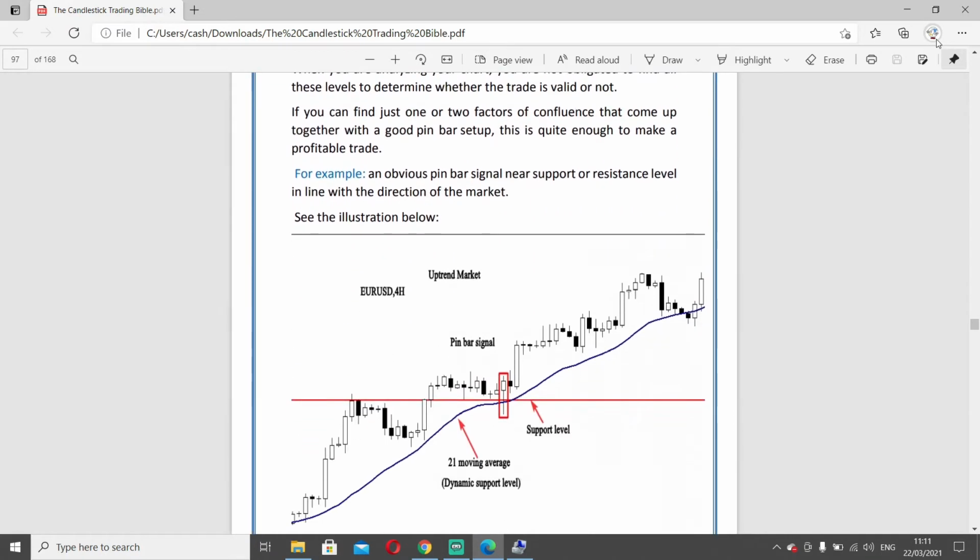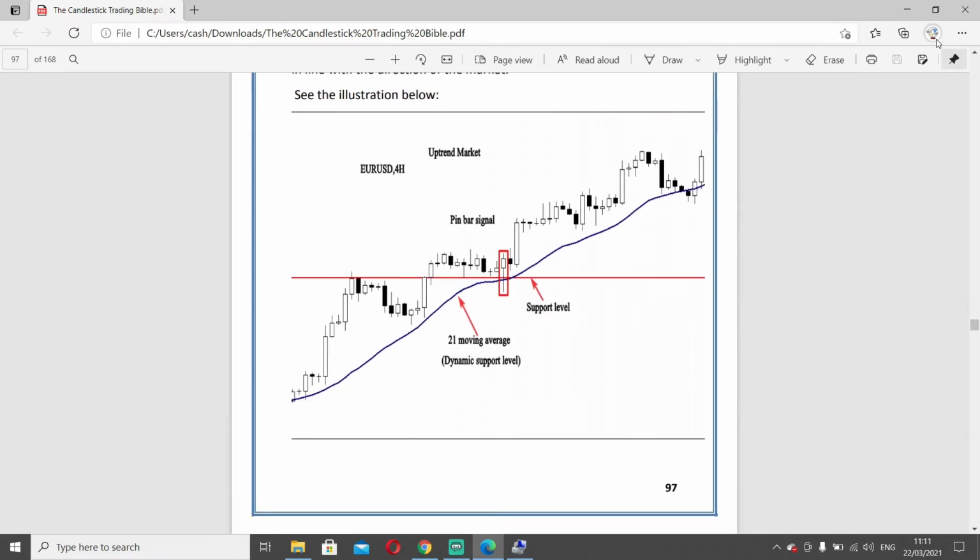So we got an example below, an obvious pin bar signal near a support or resistance level in line with the direction of the market. As we can see on the chart, we're clearly in an uptrend. We're making higher highs, higher lows, higher highs, higher lows, just so that you can really understand why they say it's trending upwards.